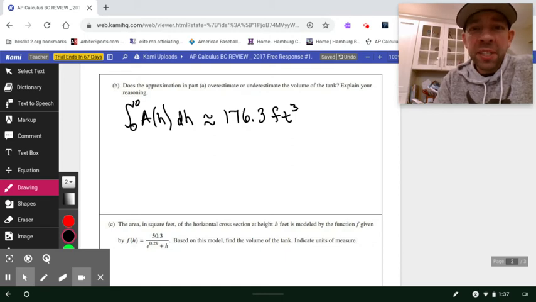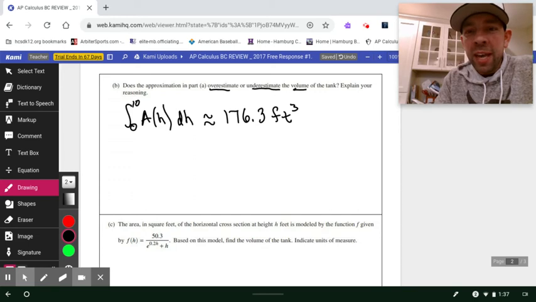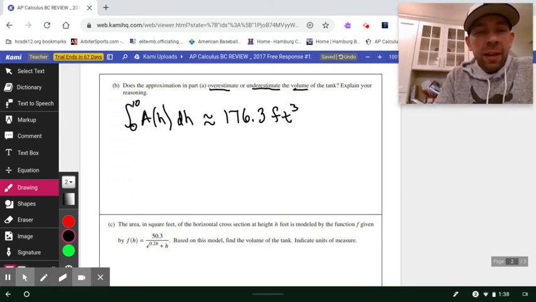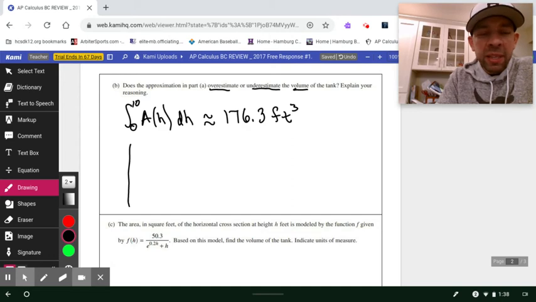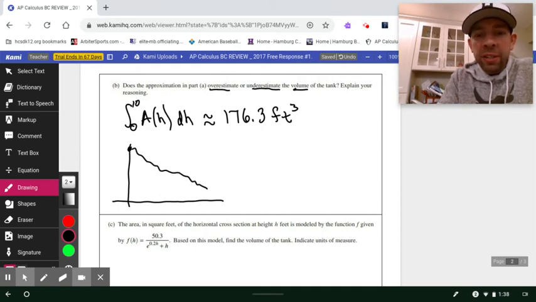And they want to know, is this an overestimate or is this an underestimate with regards to the actual real volume of that tank? Well, notice that little hidden secret up there in the beginning of the problem that said A was a decreasing function. Strictly decreasing. I mean, the table certainly implied that it was decreasing. I think it started at like 50.3 and went down, down, down. So A is continuous. They said it's strictly decreasing.